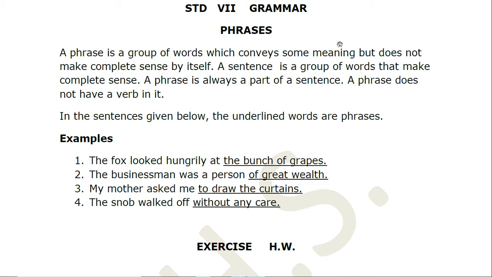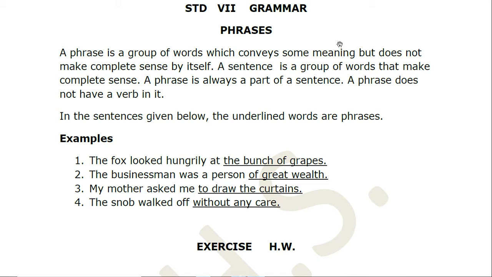Like if I say, up in the sky. Okay. What happened up in the sky? What happened? Balloons are flying, kites are flying. What is happening? Clouds are floating. You don't know. It's just part of a sentence. You can understand something, but not fully everything. Okay, so it makes some sense but not complete sense. And the second thing you have to remember is that it doesn't have a verb. A phrase doesn't contain a verb.